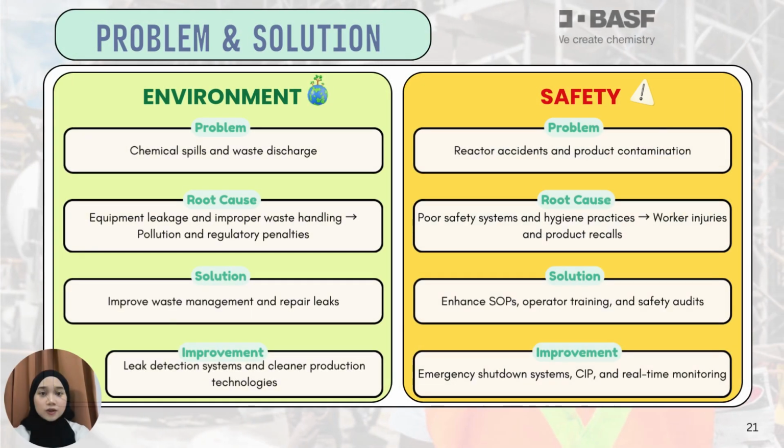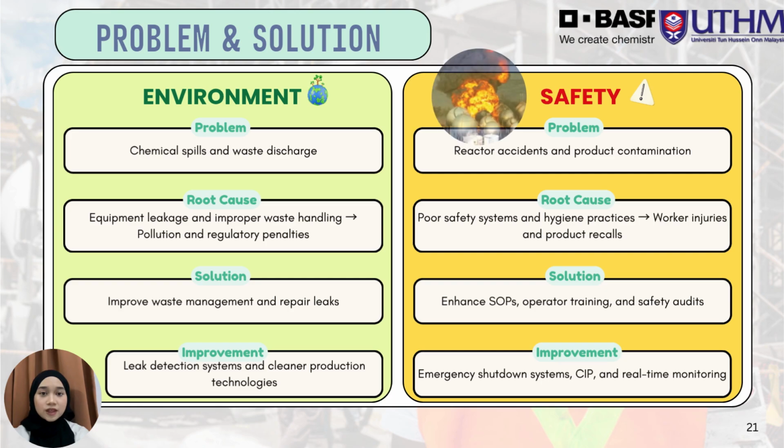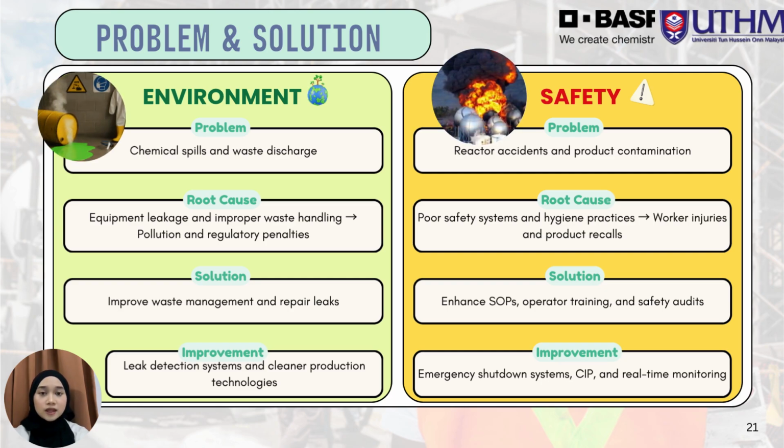Finally, I will explain the environmental and safety challenges. One environmental issue is chemical spills and waste discharge caused by equipment leakage and improper waste handling. These incidents can lead to environmental pollution and regulatory penalties. The current solution is to improve waste management practice and repair leaking equipment promptly. For continuous improvement, leak detection systems and cleaner production technologies can be introduced to minimize waste generation and environmental impact.